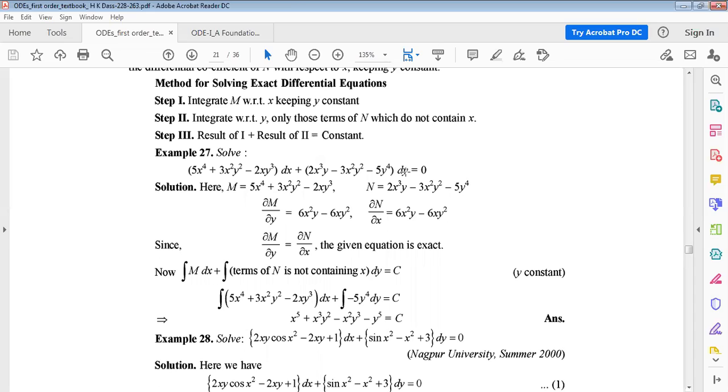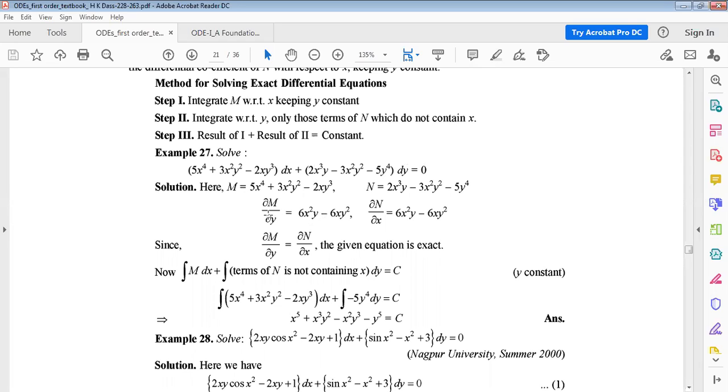Solve this differential equation. It looks like M dx plus N dy equals 0, where M equals 5x^4 plus 3x^2y^2 minus 2xy^3, and N equals 2x^3y minus 3x^2y^2 minus 5y^4. This is M and this is N, so it looks like M dx plus N dy equals 0.